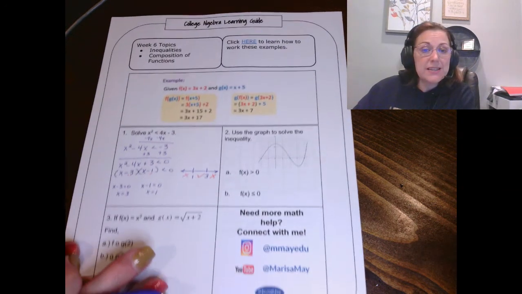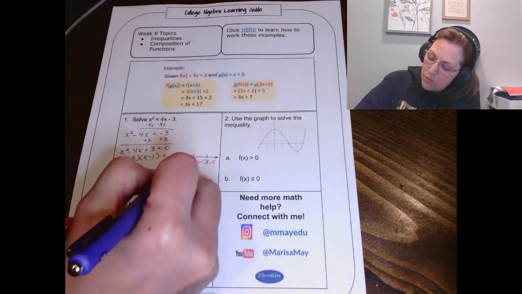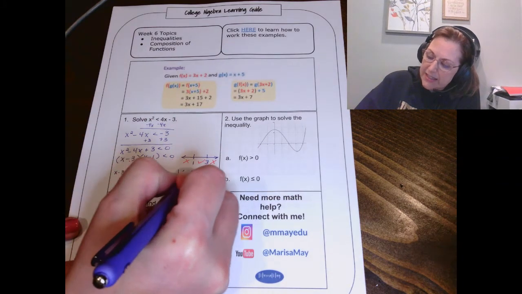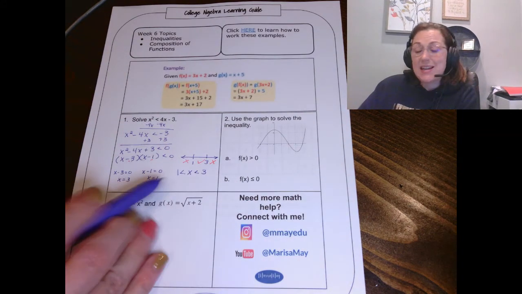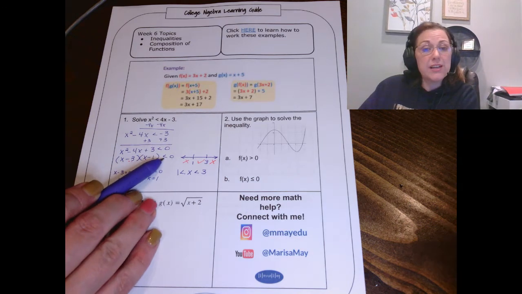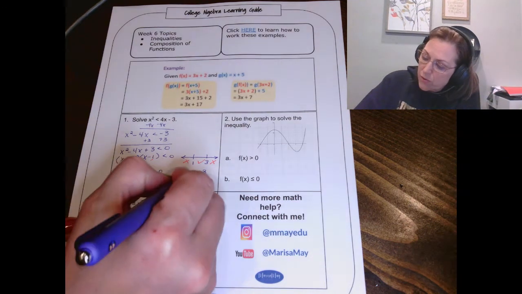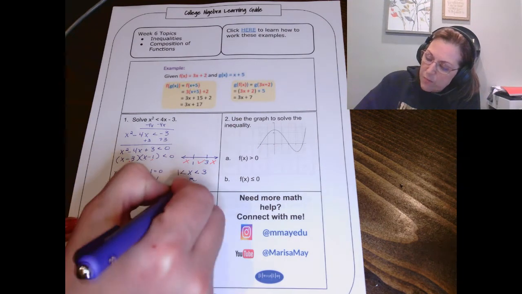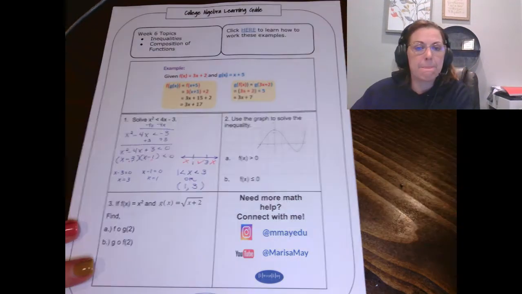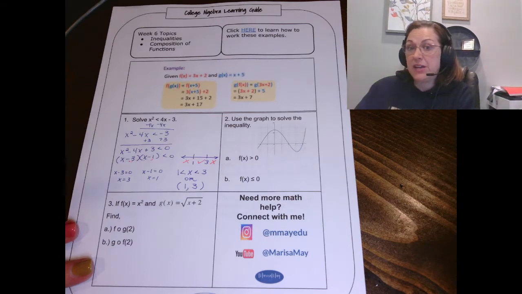Now you can write this as an inequality. That would be 1 is less than x is less than 3. The reason I didn't use an equal to is because the original inequality did not have an equal to. Or you could use an interval, and you could say from 1 to 3. Either one would be fine depending on what kind of answer you need to give. Okay, let's look at number 2.